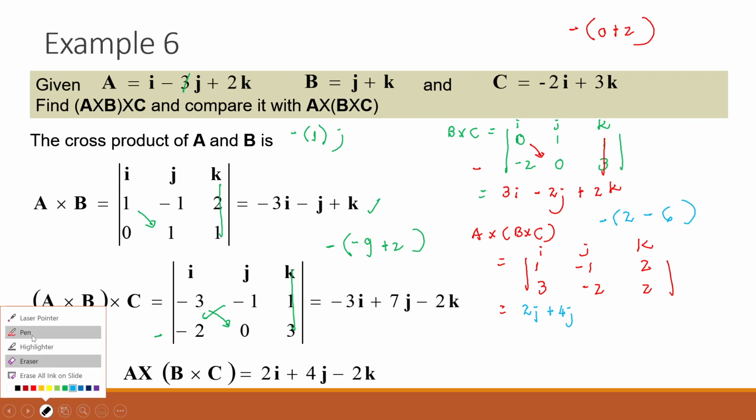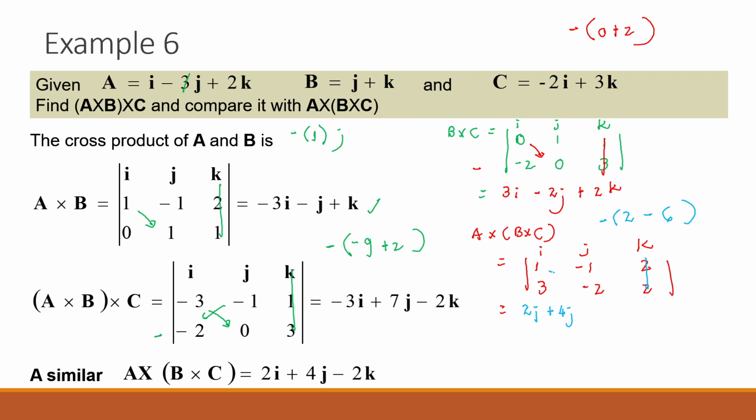Okay. Lastly, the component K. You have K, 1 times negative 2, so negative 2, minus K, 3 times negative 1, which is negative 3. So this is K. 2I plus 4J. So 3 minus 2 is positive K. 2I, 4J, minus 2K. Let me see. Negative 2 plus 3. This should be okay. This one is positive K.